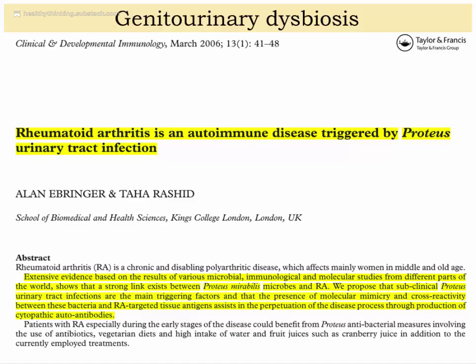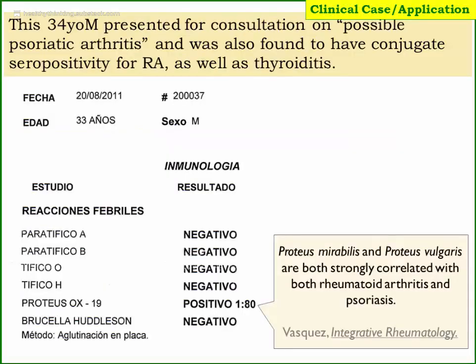Let's take a look now at a clinical case from my practice. This is a 34-year-old man who presented for consultation on possible psoriatic arthritis. I found him to have conjugate seropositivity for rheumatoid arthritis, so he definitely had rheumatoid arthritis. He definitely had psoriasis. He also had thyroiditis. So this young man has 3 autoimmune diseases at the same time. So I have many laboratory results on this patient.